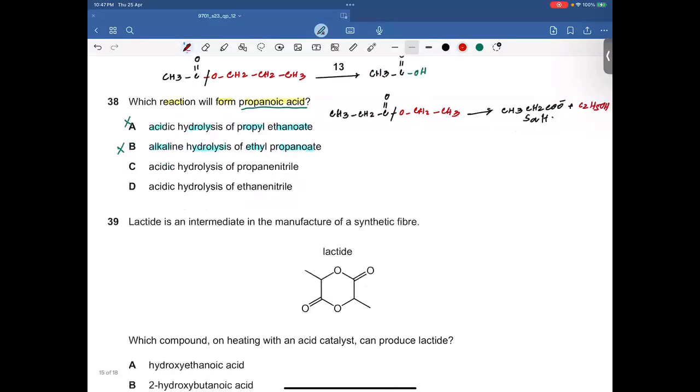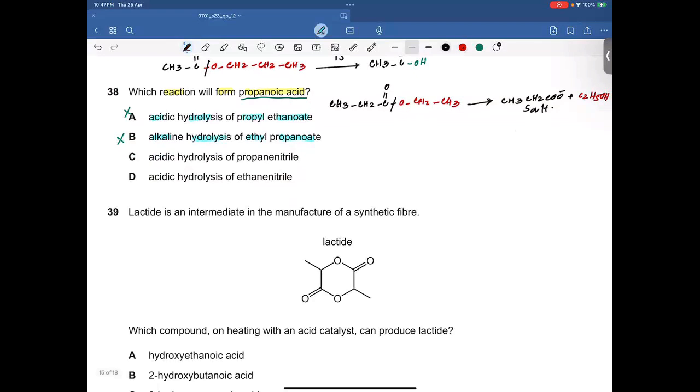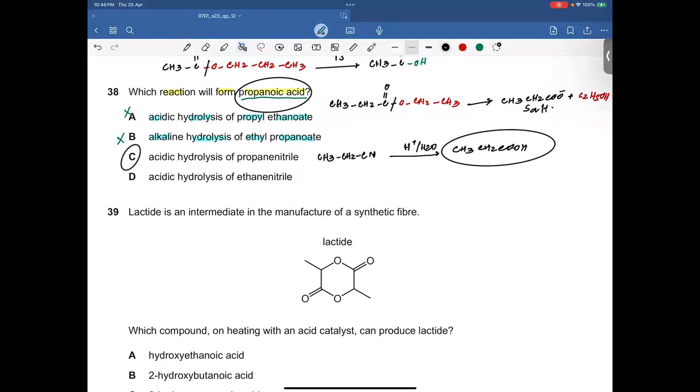Acid hydrolysis of propane nitrile. Propane nitrile is basically CH3, CH2, and CN. When it undergoes acid hydrolysis, acid in the presence of water, obviously CN will turn to COOH. If CN turns to COOH, you will get propanoic acid, which means C is going to be the right answer.